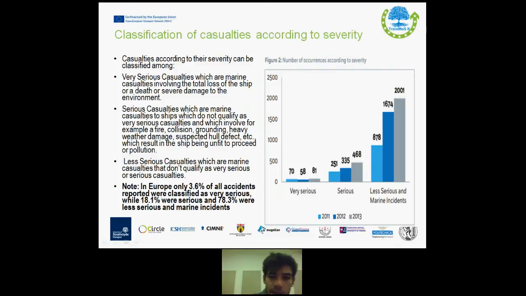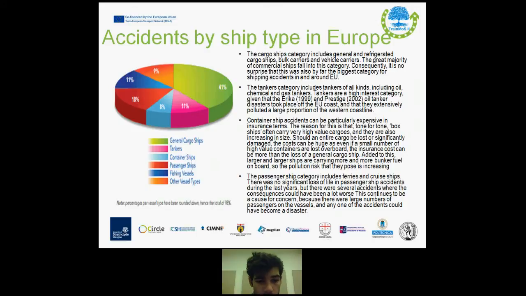Accidents by ship type in Europe. As we can see in the graph, 41% of all accidents are with regard to general cargo ships. The cargo ships category includes general and refrigerated cargo ships, bulk carriers, and vehicle carriers. A great majority of commercial ships fall into this category, and consequently, it is no surprise that this was also by far the biggest category for shipping accidents in and around the EU.